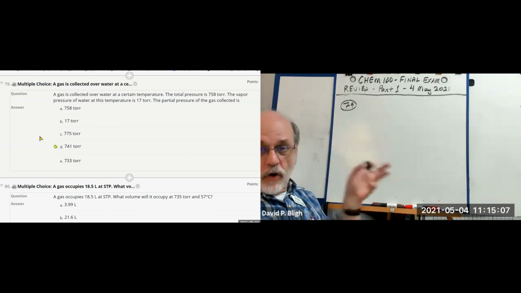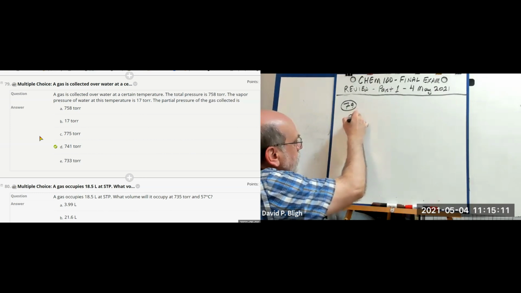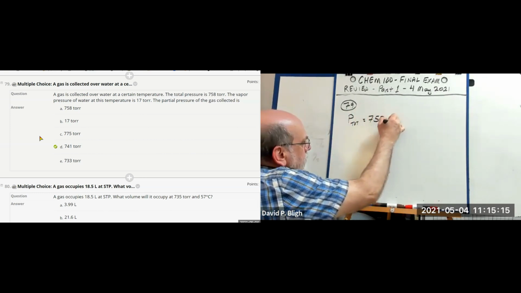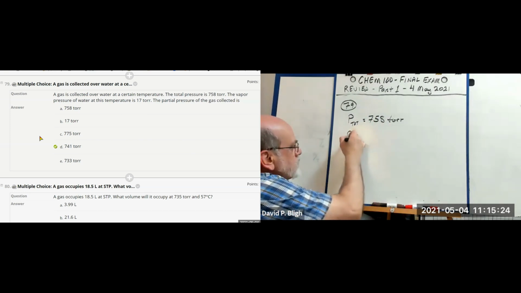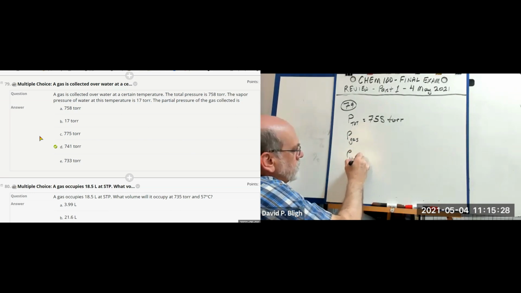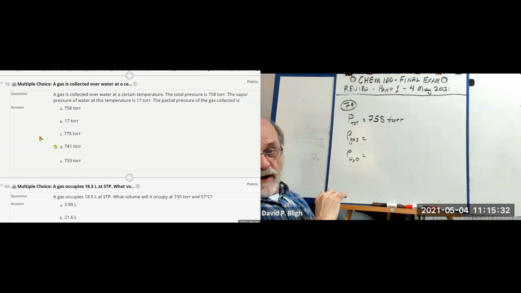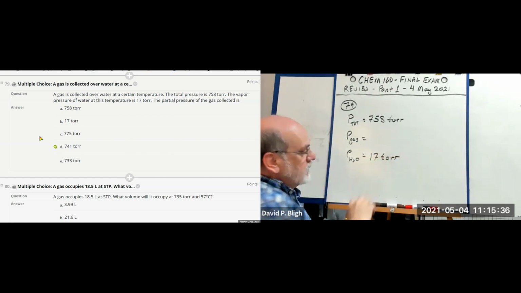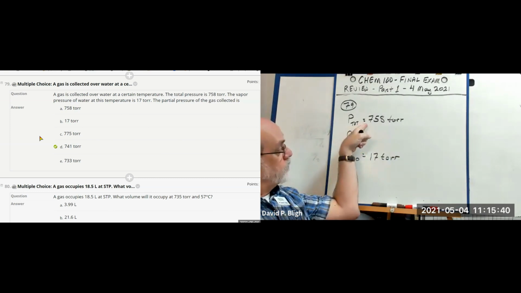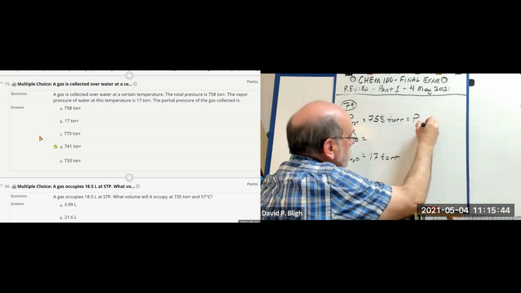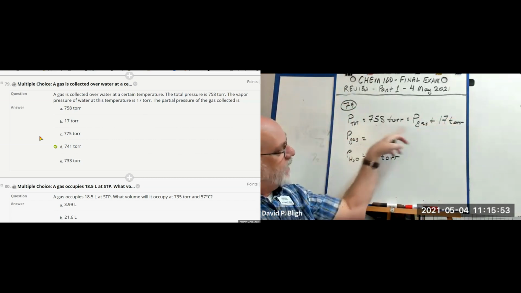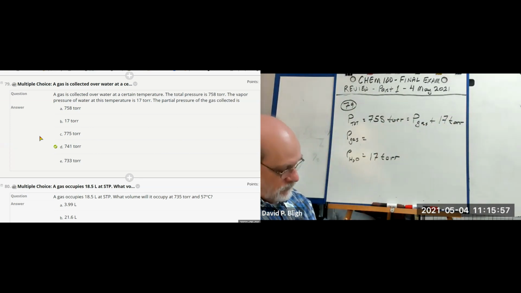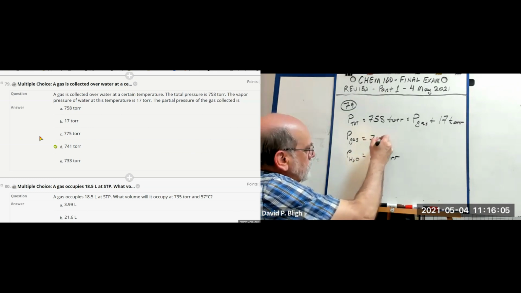So what do you have? Well, you have a total pressure of 758. But that's a combination of two different pressures. Right? You got the pressure of the gas and the pressure of the water vapor. We don't know the pressure of the gas, but we do know that the water vapor is contributing that much. So what does Dalton's law of partial pressure say? It says this one is equal to the pressure of the gas plus the pressure of the water vapor. So all we have to do is subtract this one from that one, and we get the pressure of the gas. 741 torr.